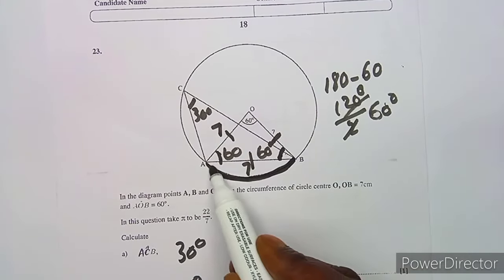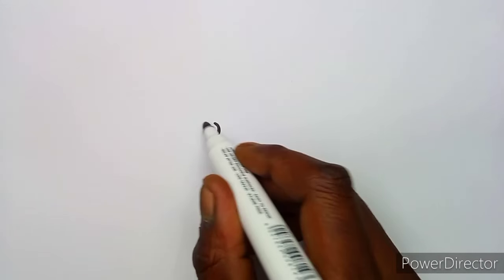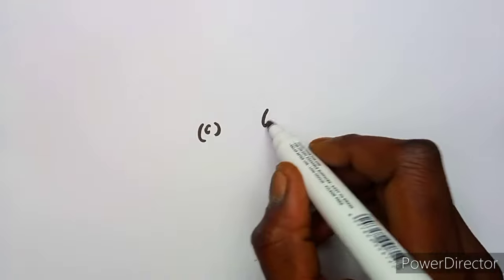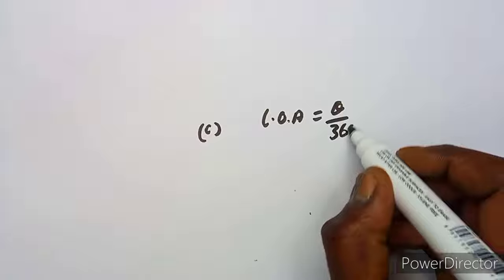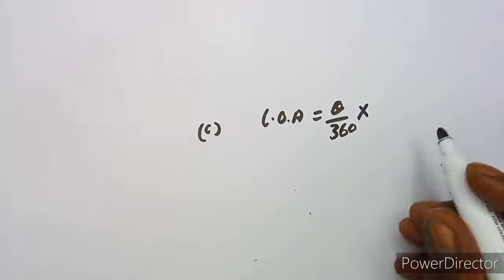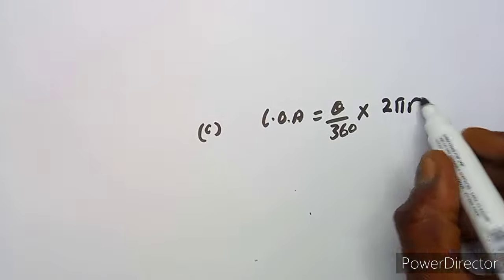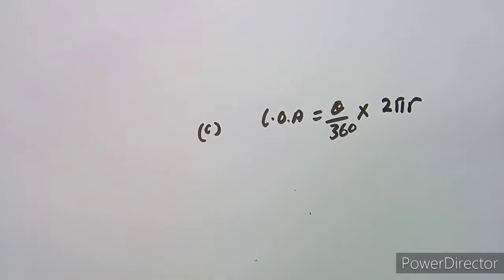What is going to be the length of the arc? Okay, so take note, guys, from your notes there. I told you that the length of arc is equivalent to theta over 360 times the circumference of a circle, which is 2 pi r. So it's theta over 360 times the circumference of a circle.